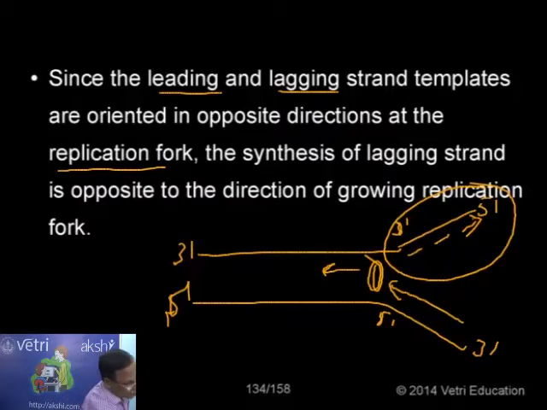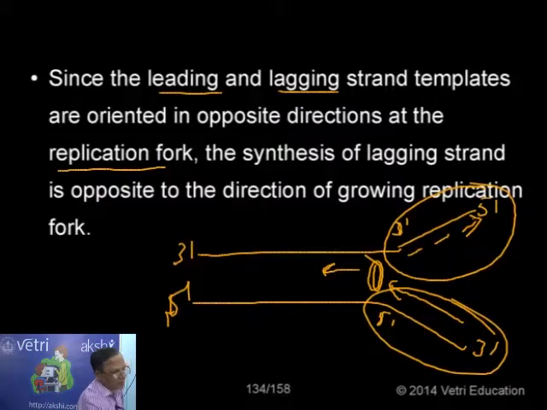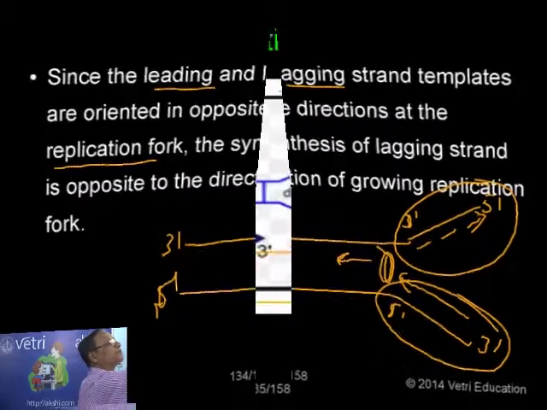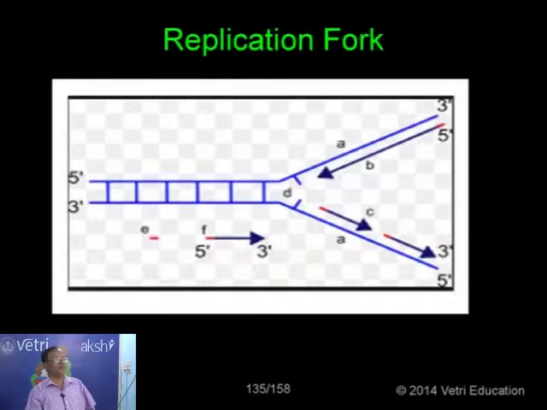If you analyze these two, this is 3' to 5', and this is 5' to 3'. That is why the synthesis of both the strands is taking place in opposite directions. In opposite directions, one is moving towards the replication fork, another one is away from the replication fork. Particularly, the lagging strand is being synthesized just opposite to the direction of this growing replication fork, whereas the leading strand is always synthesized towards the replication fork. Remember that one.